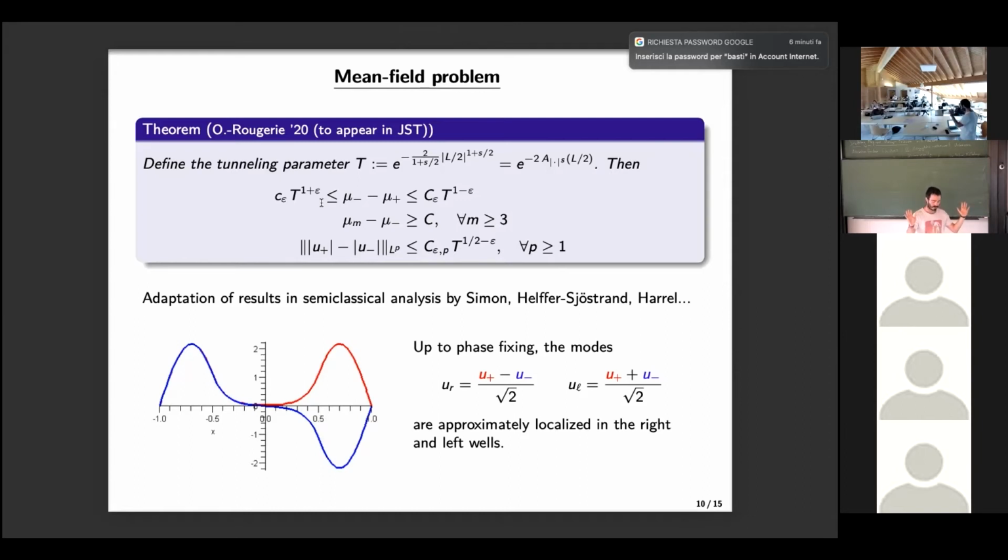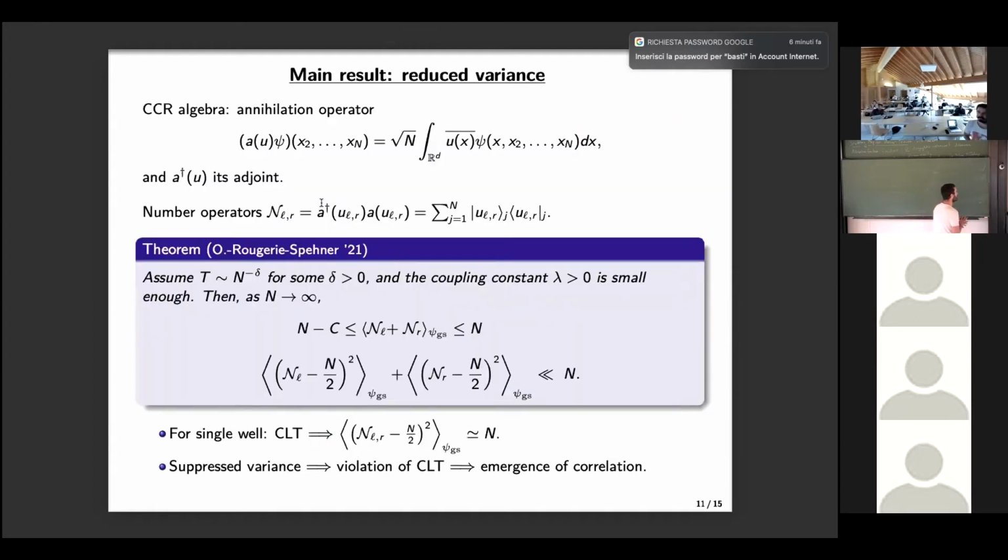All right, so this is the effective problem. And I'm now ready to state our first main result. I will use the usual CCR algebra of a and a dagger, which was already used a lot this week. And in particular, we call n left and n right the number operators for the left mode and the right mode. So let's see the result. We assume that the tunneling goes to 0 as some power of n, no matter what the power. And we assume that the coupling constant is small enough, of order 1, but small enough.